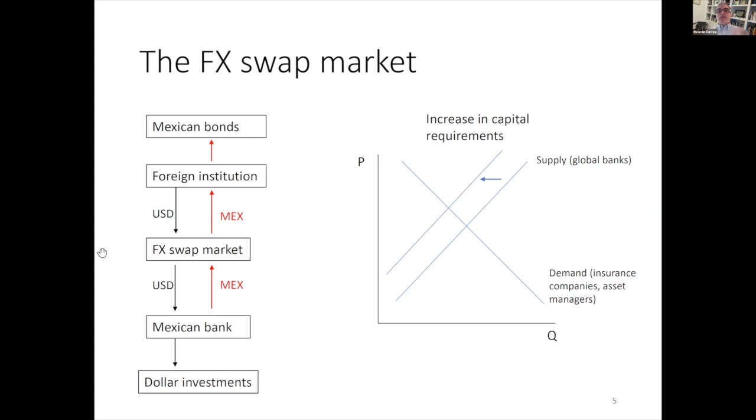So for example, what happens if there's an increase in capital requirements? The supply of funds in the FX market is going to decrease. You're going to have a CIP deviation. The P can be CIP deviation, the price of forwards, whatever you want to call it. But that's going to change. And this is the Du paper, right? So the supply curve moves, and then you observe this persistent CIP deviation.